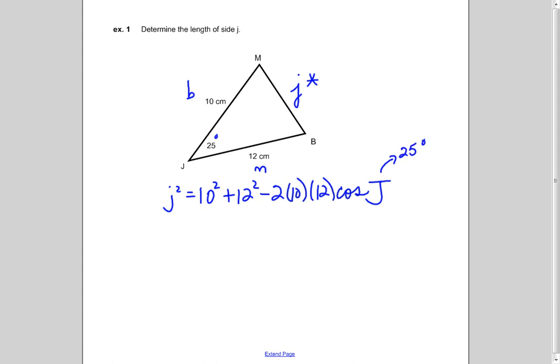I would really love it if you would type that entire thing into your calculator all in one step. And sometimes we need to remind our calculator with a set of brackets that those last 4 things are glued together: 2 times 10 times 12 times cos 25. And we're adding that to 10 squared and 12 squared. If you were to do it in 2 steps, however, you'd have 100 plus 144 minus 2 times 10 times 12 times cos 25 is about 217.5.